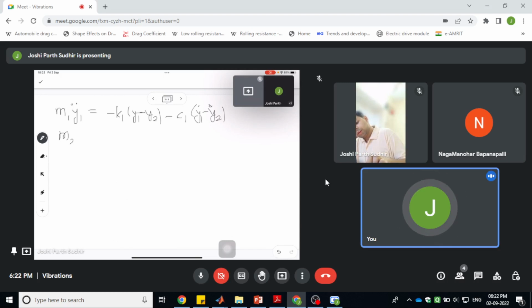and similarly for the other mass, m2 y2 double dot will be, so there will be these same forces, k1 y1 minus y2, so c1 y1 dot minus y2 dot, minus k2 y2 minus e, minus c2 y2 dot minus e dot.